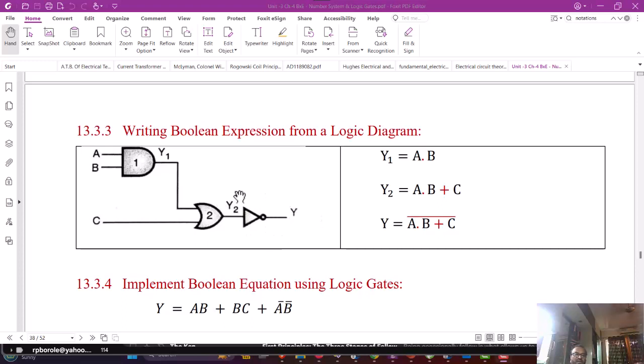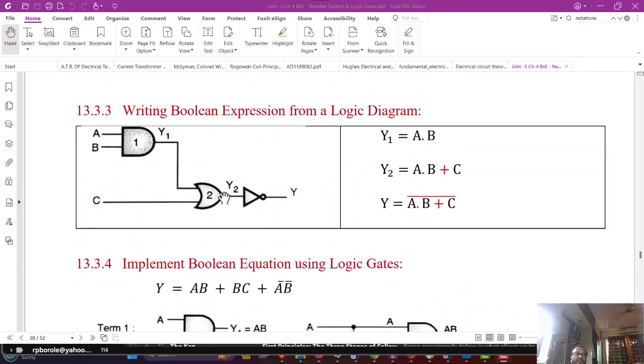And what is y? Y is complement of y2. So y2's complement, a and b or c, complemented, is y. And this is the expression given by the circuit as a Boolean expression. So this is one way. From the circuit we have written the Boolean expression.